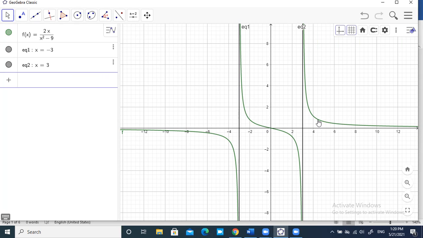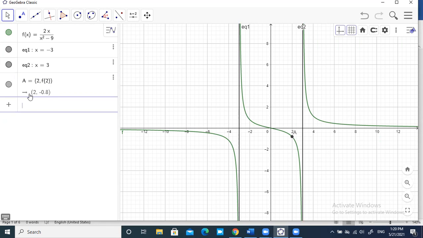Each point on the graph has coordinates x, f of x. Any point on the graph. Let's take for example point A. Let's say coordinates 2, f of 2. As you can see here, point A has coordinates 2, f of 2. Remember, coordinates 2, negative 0.8. Okay. Each point here, point A, is a point on the graph.